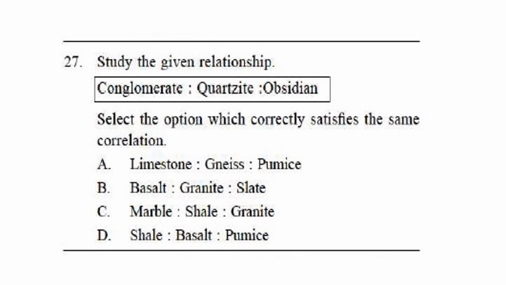Conglomerate, quartzite and obsidian are all different types of rocks. And option A is also the same: limestone, gneiss and pumice are different types of rocks. So the answer is option A.